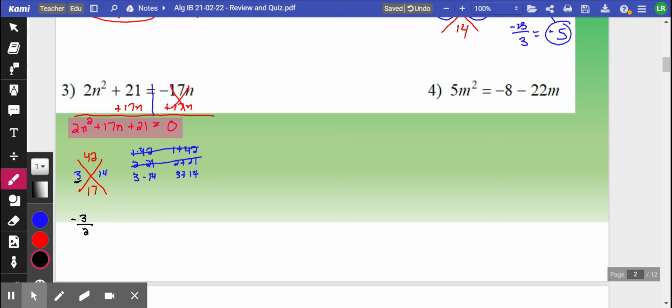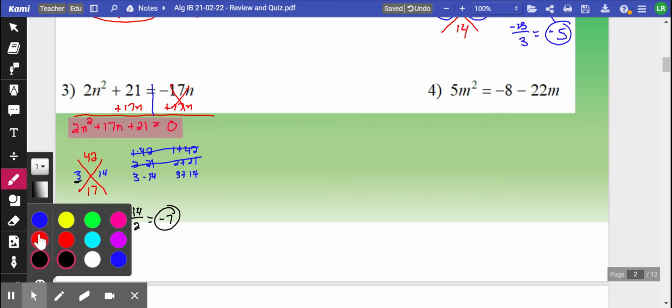So it'd be -3/2. There's one of them. And opposite divided by my A value. That one's going to be -7. So my two solutions are -3/2 and -7. Okay.